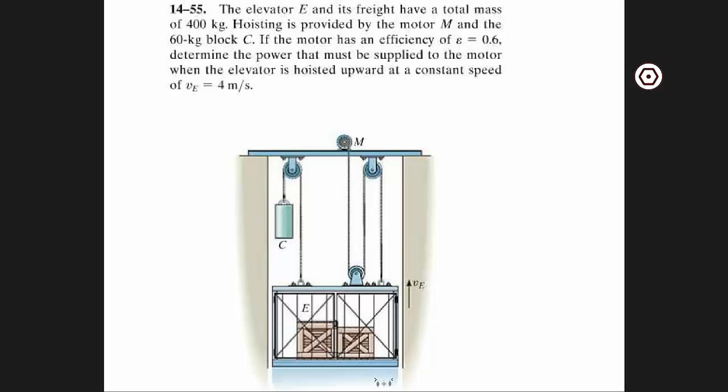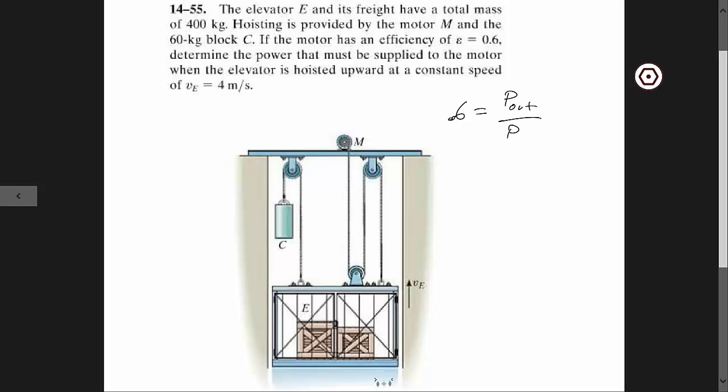Elevator is rated at a total mass of 400. Hoisting is provided by the motor, blah, blah, blah. If the motor has an efficiency of 0.6, determine the power that must be supplied to the motor when the elevator is hoisted up at a constant speed of 4. Okay, how am I going to find that? Well, I'm going to write down efficiency equals, just like I did before, so efficiency, 0.6, equals what? Power out over power in.